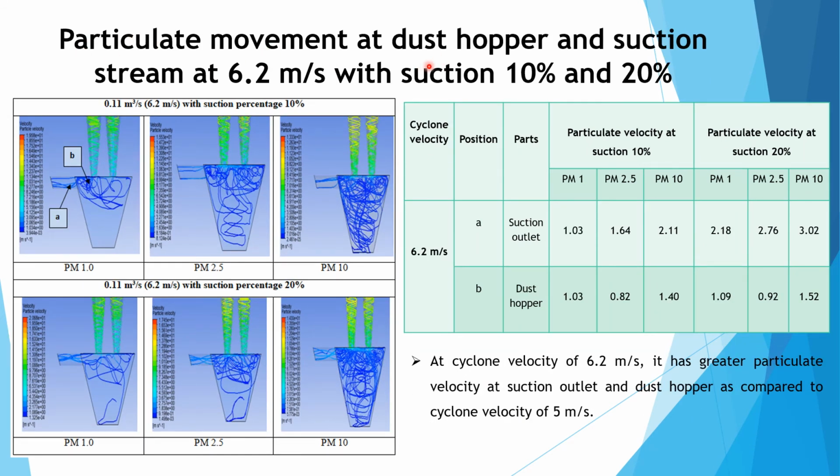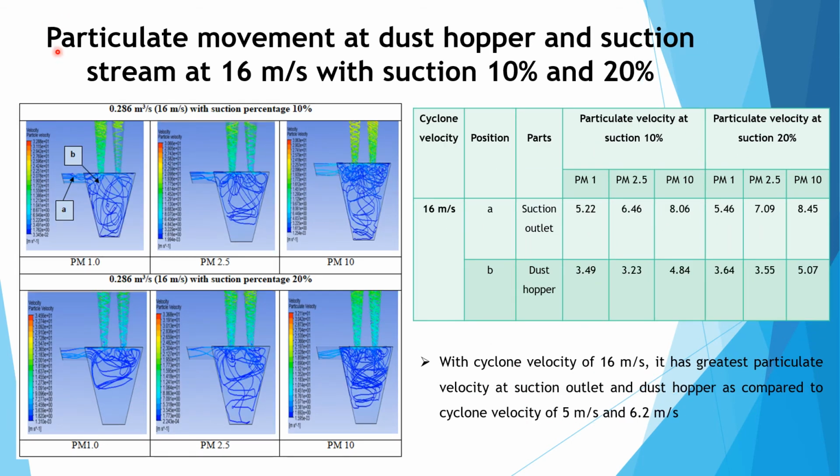This is the particulate movement at dust hopper and suction stream at 6.2 meter per second with suction 10% and 20%. As can be observed from this table, at cyclone velocity of 6.2 meter per second, it has greater particulate velocity at suction outlet and dust hopper as compared to cyclone velocity of 5 meter per second. This is the particulate movement at dust hopper and suction stream at 16 meter per second with suction 10% and 20%. As can be observed from this table, with cyclone velocity of 16 meter per second, it has greatest particulate velocity at suction outlet and dust hopper as compared to cyclone velocity of 5 meter per second and 6.2 meter per second.